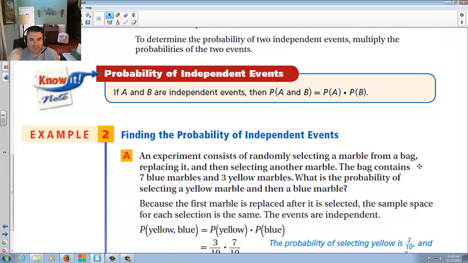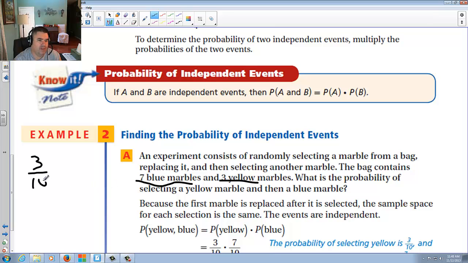An experiment consists of randomly selecting a marble from a bag, replacing it, and then selecting another marble. If the bag contains 7 blue marbles and 3 yellow marbles, what's the probability of selecting a yellow marble and then a blue marble? Let's first go ahead and write down the different amounts. 7 blue, 3 yellow. They want the chance of me landing a yellow marble. Well, there's 3 yellow marbles, and probability means part versus total. There's 10 total marbles. Therefore, you have a 3 out of 10 chance.